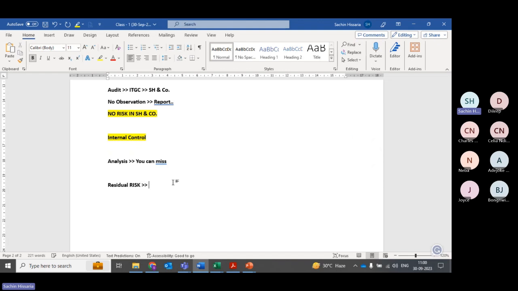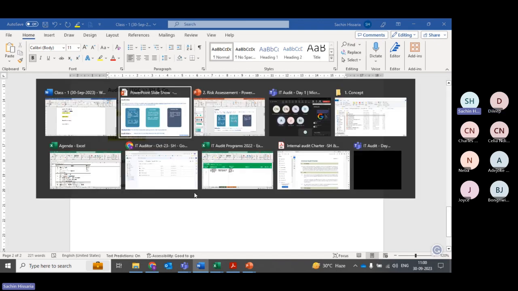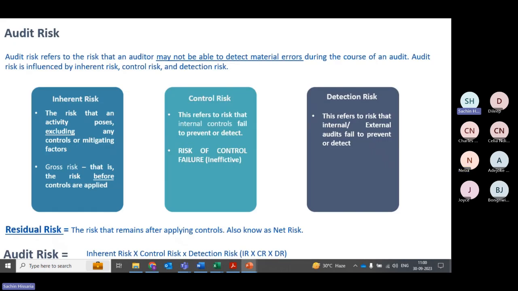Now there is one more risk, which is called a residual risk. What is a residual risk? Residual risk is a risk that remains when you have applied the control. It is known as a net risk as well. Now you might be thinking, what is the difference between control risk and residual risk? Control risk refers to a risk that internal control failed to prevent or detect, and residual risk is a risk that remains after applying the control.